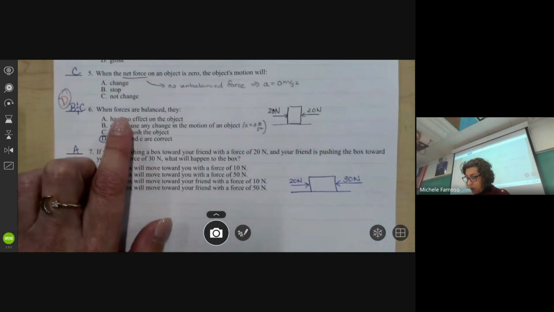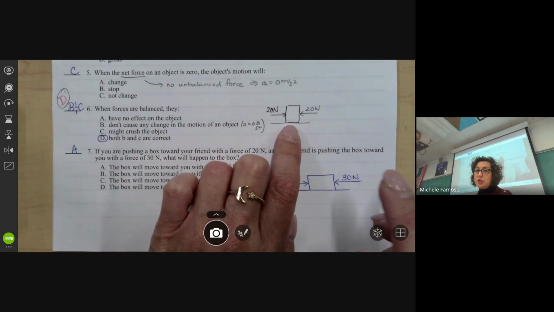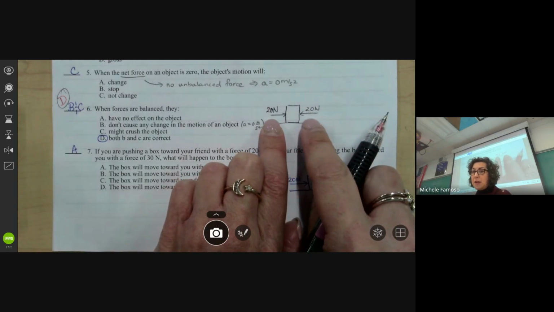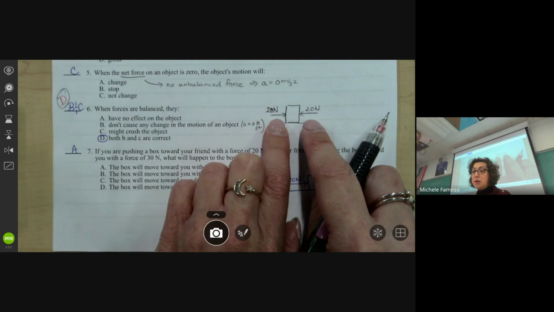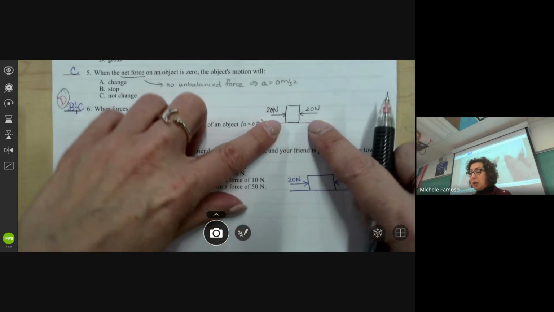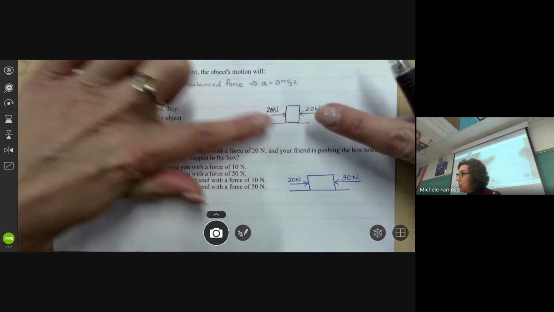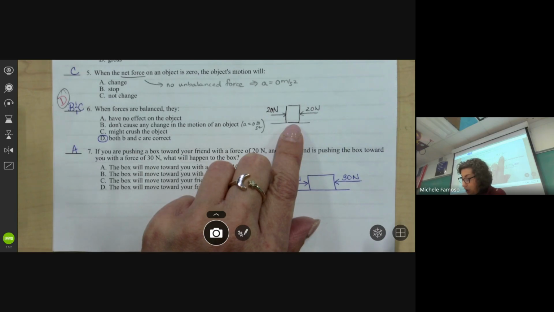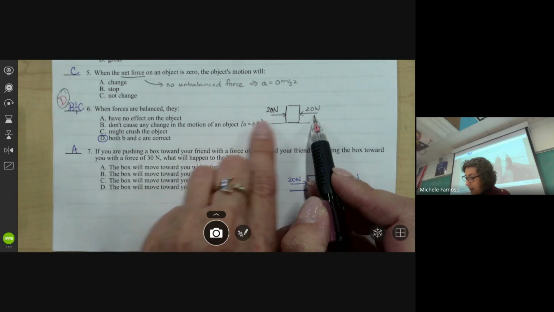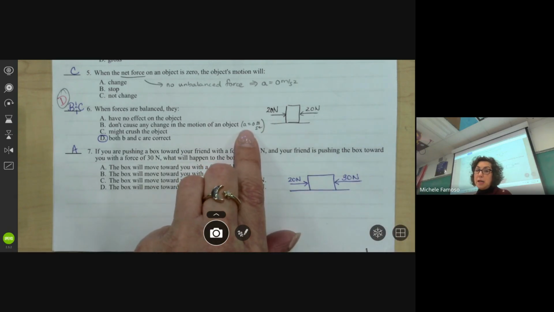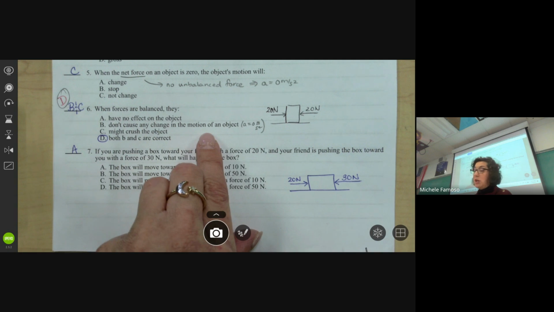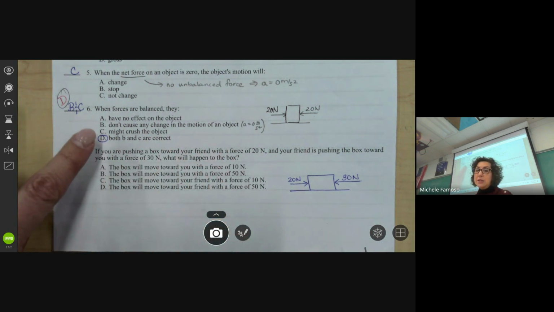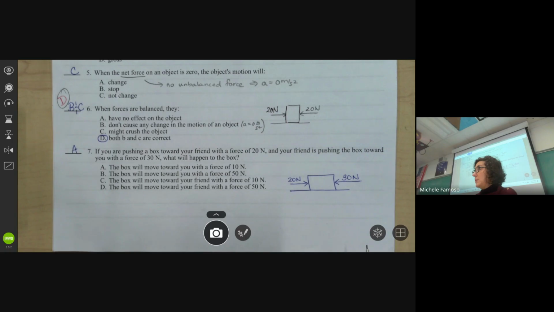Yep. So I'm showing you a situation here where the forces on this are balanced, 20 to the right, 20 on the left. Because they're both being exerted inward as pushes, if this were like an aluminum can, what would it do to the can? It would crush it. But since the forces are balanced, we also know it's not going to accelerate, which means the motion will not change. And that's why both B and C are possible options.